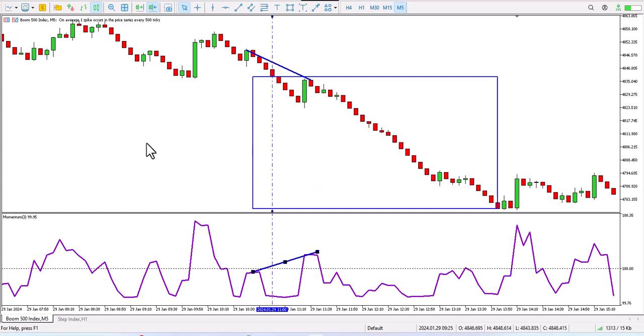However, ladies and gentlemen, note that this is the boom instrument. And for booms, you don't want to sell. You always want to buy because it spikes. But the purpose of this video is to reveal to you the Fire Your Boss trading strategy. Now that we've looked at a bearish setup or a sell setup, let's look at a buy setup.